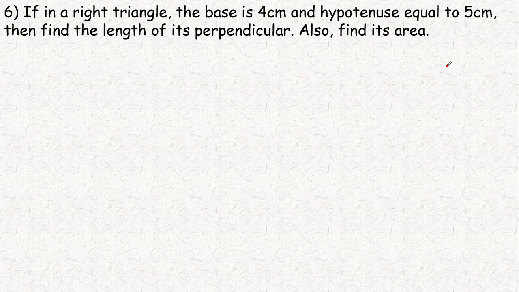Next one. If in a right angle triangle, the base is 4 cm and the hypotenuse is equal to 5 cm, find the length of its perpendicular. Here, this is a right angle triangle A, B, C, and this is the right angle. Here, hypotenuse is 5 cm and the base is 4 cm. As you know, the formula for a right angle triangle is hypotenuse square is equal to adjacent square plus opposite square.